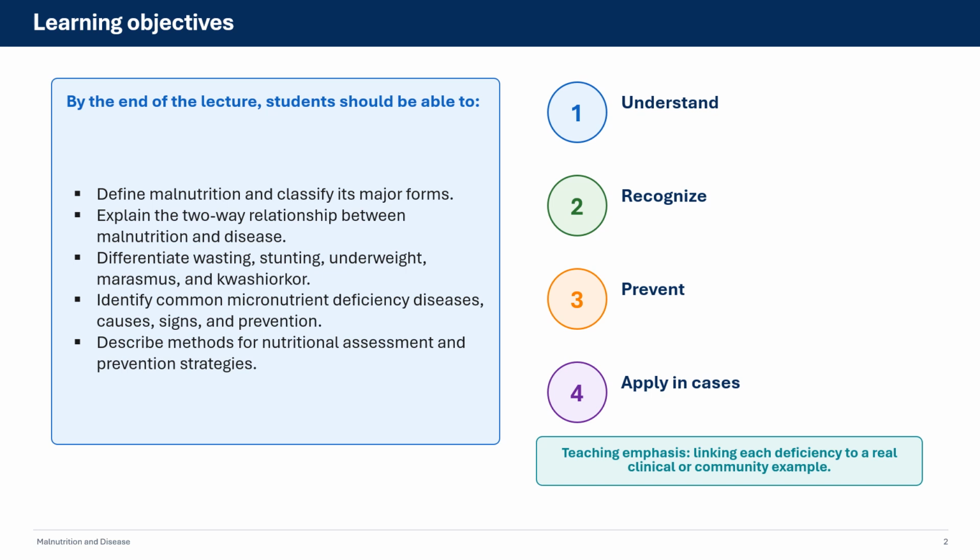The learning objectives of this presentation are: one, for the student to be able to define malnutrition and classify its major forms, explain the two-way relationship between malnutrition and diseases, differentiate wasting, stunting, underweight, marasmus, and kwashiorkor, identify various micronutrient deficiency diseases, causes, signs, and prevention, and lastly, to be able to describe methods for nutritional assessment and prevention strategies.